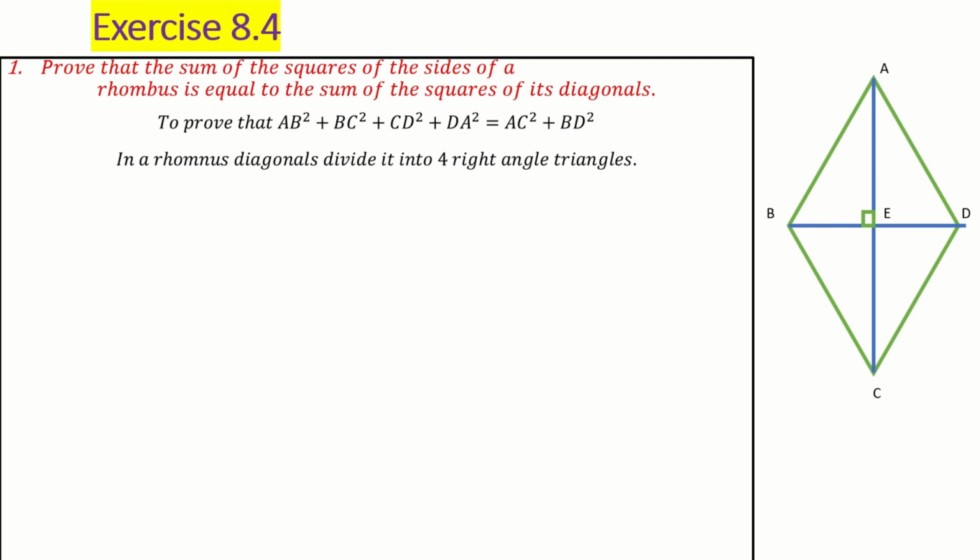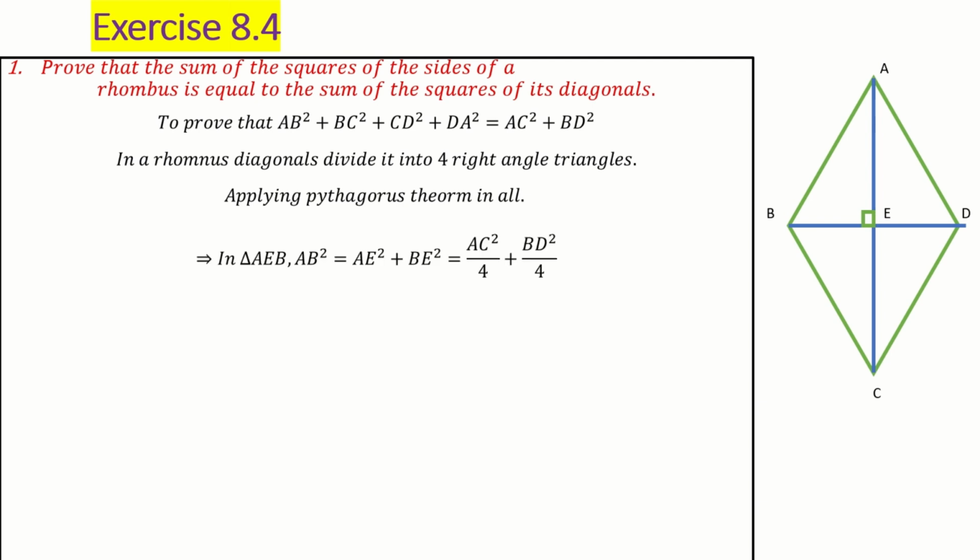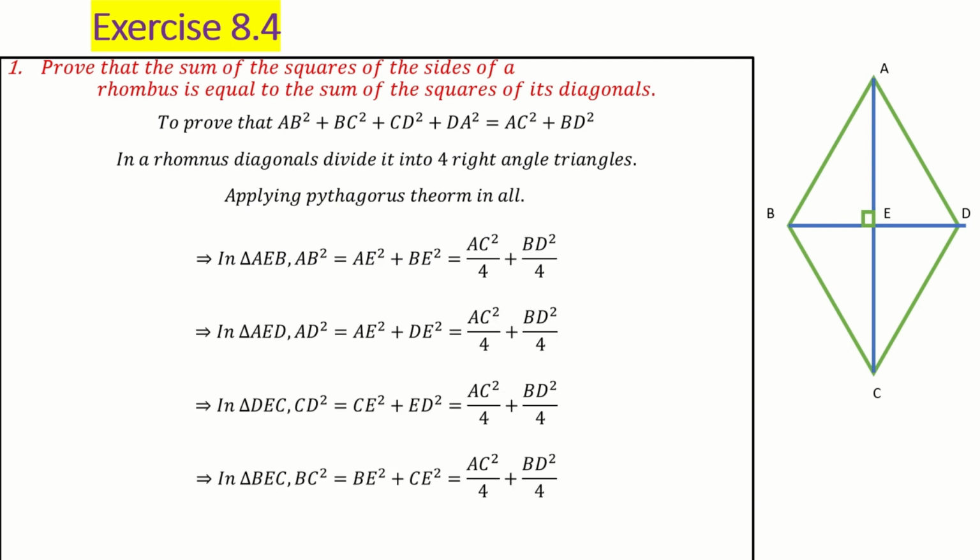So the rhombus diagonals divide it into 4 right angle triangles, and we apply the Pythagoras theorem in all. It is a different way, but easy. AB square equals AE square plus BE square, which is nothing but AC square by 4 plus BD square by 4, because they are halves. Similarly for the other 4 right angle triangles, then add all of them. Basically, what you will get is AB square plus BC square plus CD square plus DA square equal to AC square plus BD square. This is what you get.